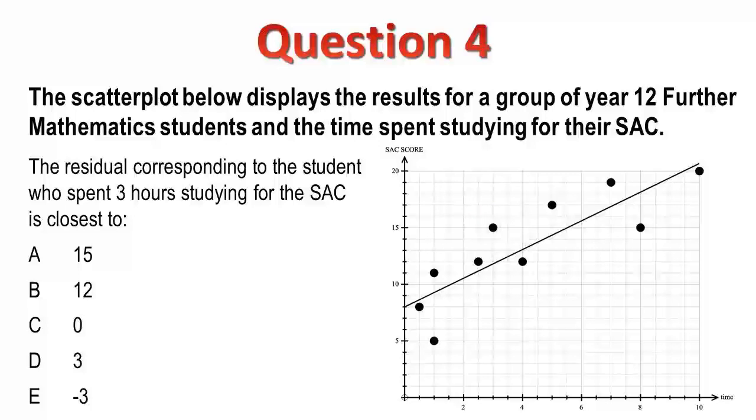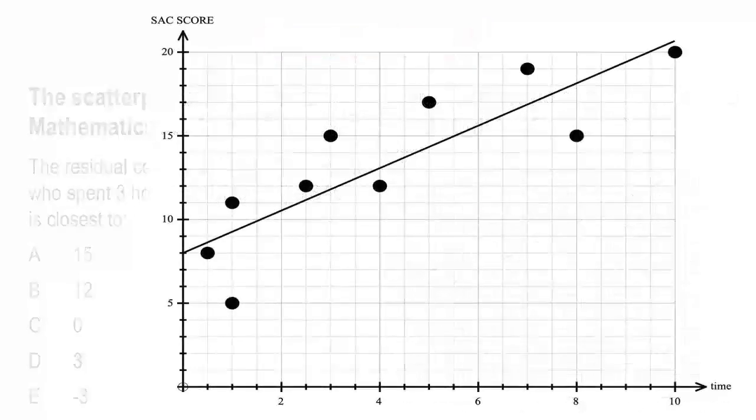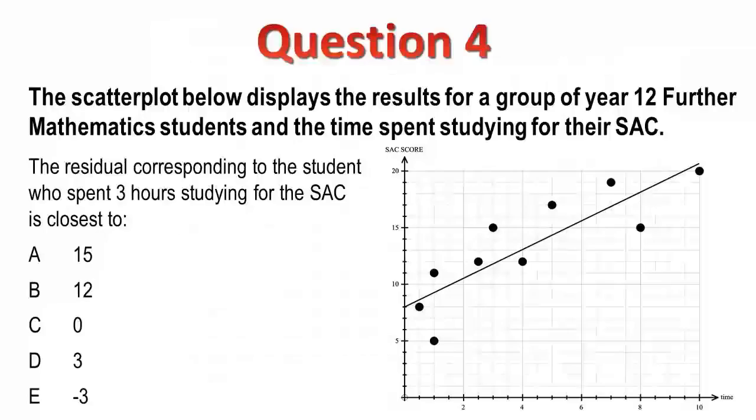Now, whilst the calculator is able to automatically measure residuals, we don't need it for this particular question. We can see directly from the graph that the student that spent approximately 3 hours studying for their SAC scored 15. So we're interested in how far they are from the general trend. We can see that they're about 3 point scores above our line of best fit. This leads us to answer D.